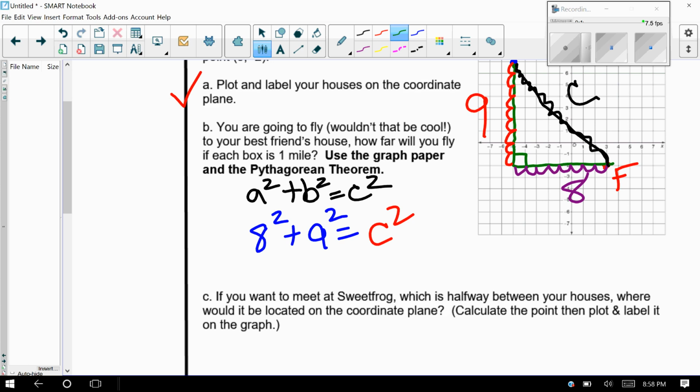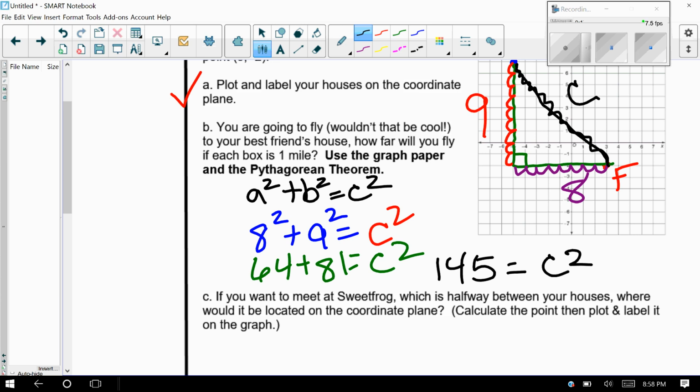So we have 64 plus 81 equals c squared. Now we're going to add that together, and I'm going to simplify this. 64 plus 81 is 145, and that's going to be equal to c squared.